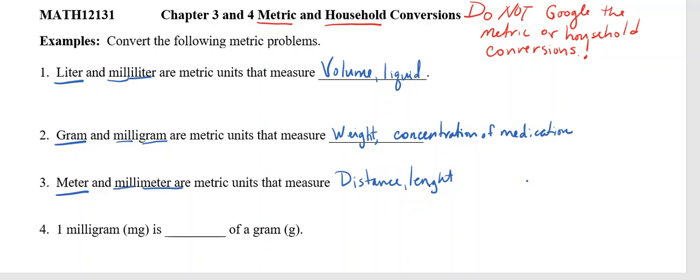Now, metrics is a universal measurement. I think we're the only country that hasn't completely converted to metrics. But metrics is a universal measurement. All healthcare providers, all hospitals around the world use metrics. Of course, most countries around the world are in metrics.